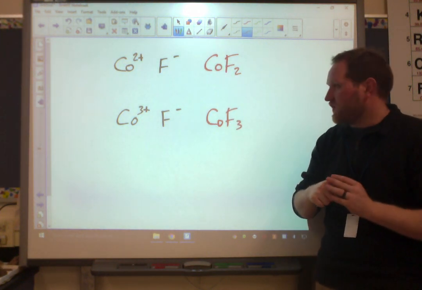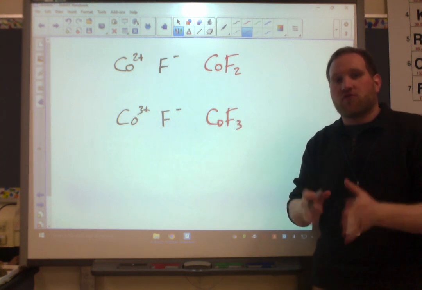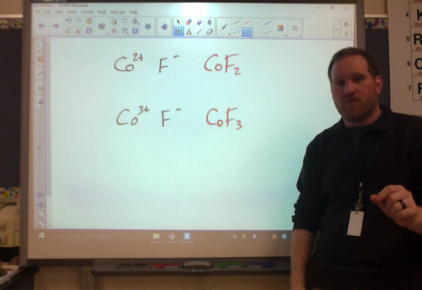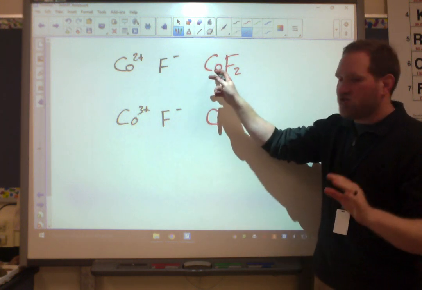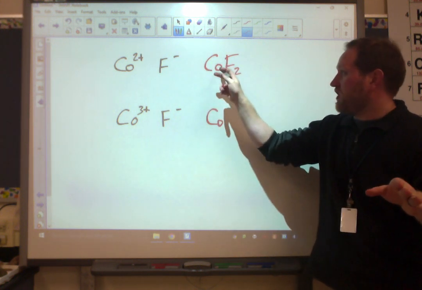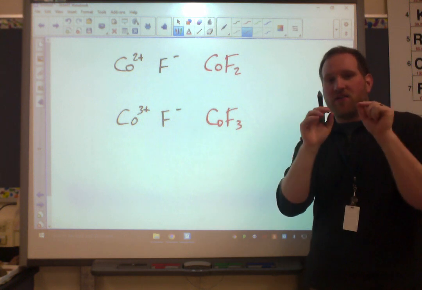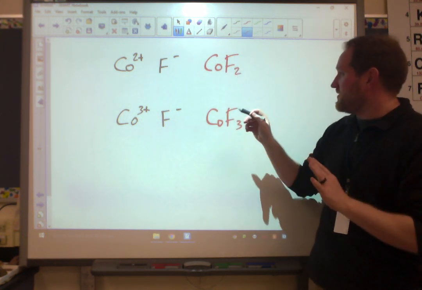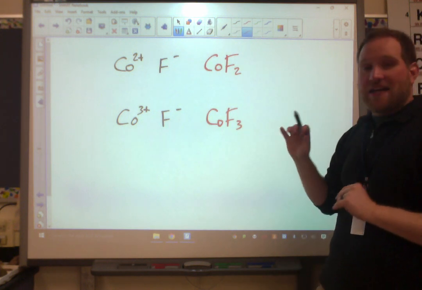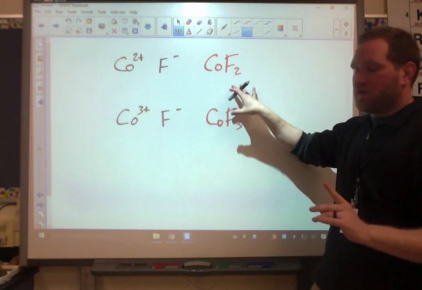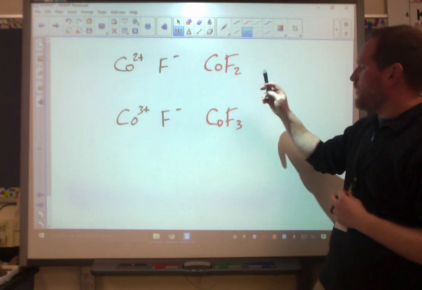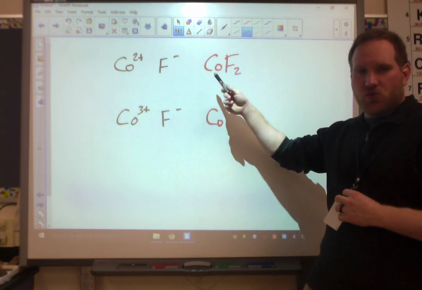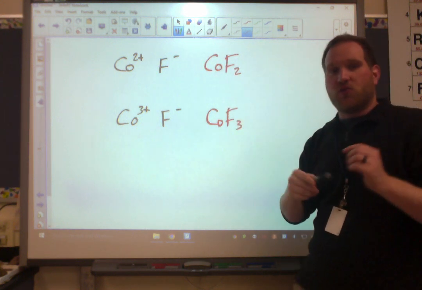And the rule we use for this is Roman numerals. The Roman numeral is going to indicate the charge on the metal. Again, it's the charge of this metal. It is not the number of things attached to it. This is a common misconception. The way I made this, it happens to work out that way, but I'll go through another example where it doesn't. So again, we're going to call this one cobalt 2 fluoride, and you put the 2 in Roman numerals.